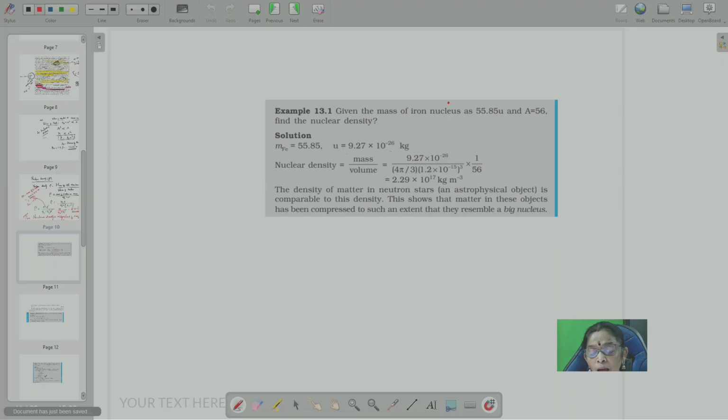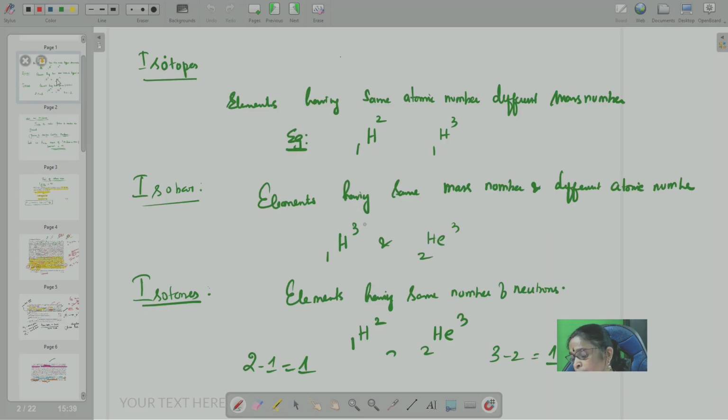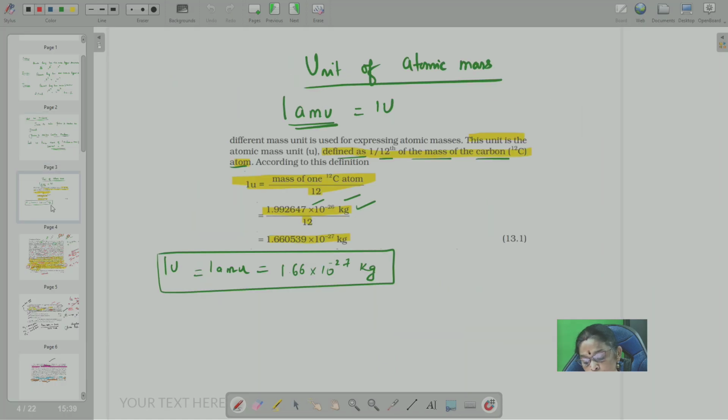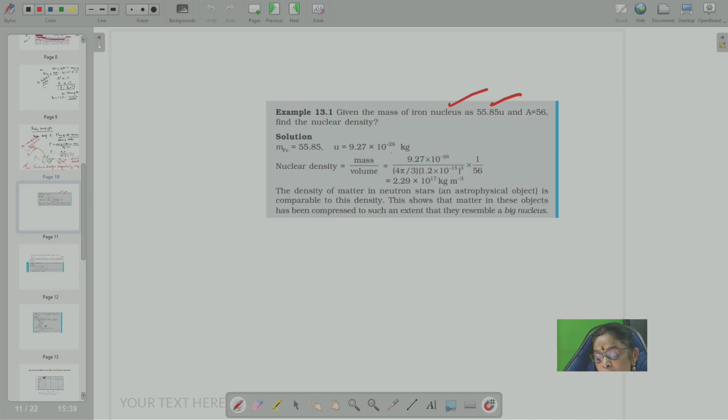Now, given the mass of the iron nucleus is 55.85 u. Children, what is u? We have seen, no? Atomic mass unit. What is the value of one atomic mass unit? We have seen. All that you have to note: one atomic mass unit is 1.66 into 10 power minus 27 kilogram. So same thing here we are looking at. So nuclear density for the iron nucleus, same thing. So 9.27 is the mass of iron, and then 55.85. When you multiply you get the same thing. So nuclear density is going to be the same.